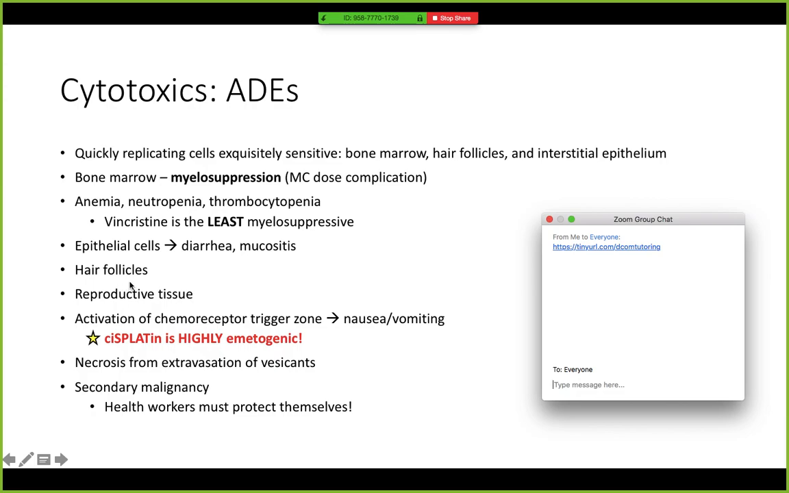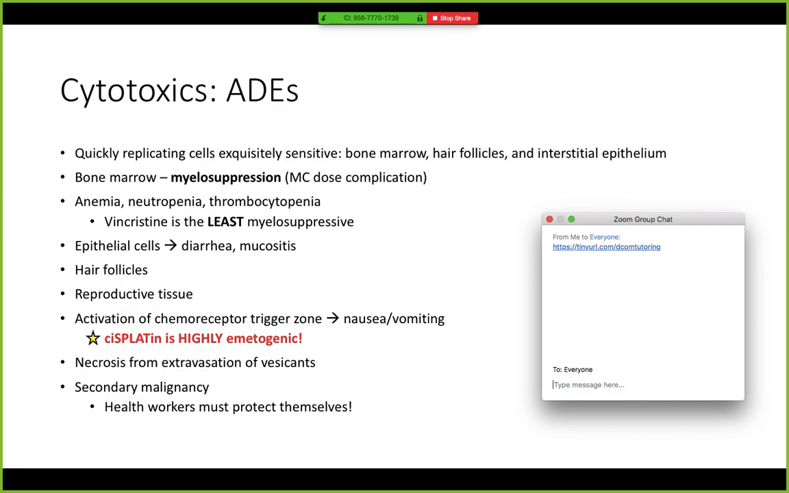Effect on the hair follicles, an adverse effect we're all familiar with, is the hair loss that can occur with certain chemotherapy agents. Its effect on reproductive tissues can lead to things like amenorrhea and azoospermia. And a big one that I put a star by, because she's definitely asked us about it, whether it was in first or second year, I don't remember, is the fact that cisplatin is highly emetogenic.